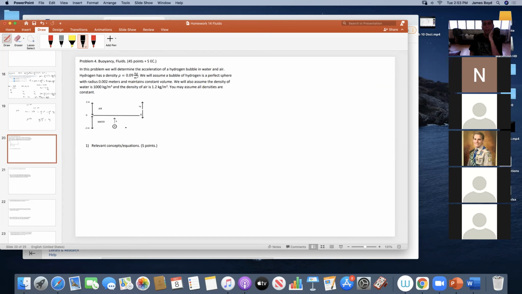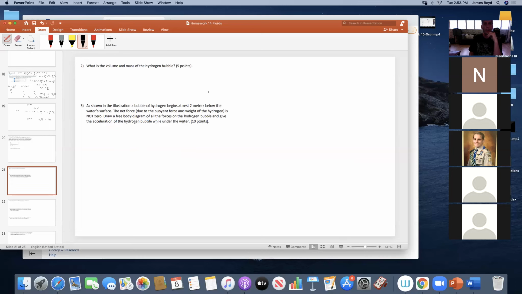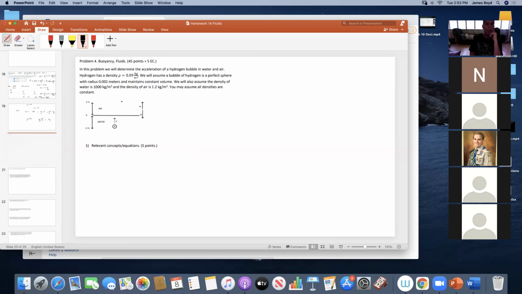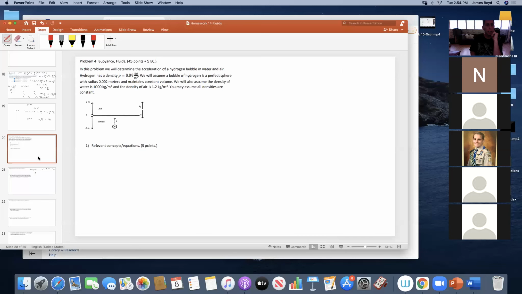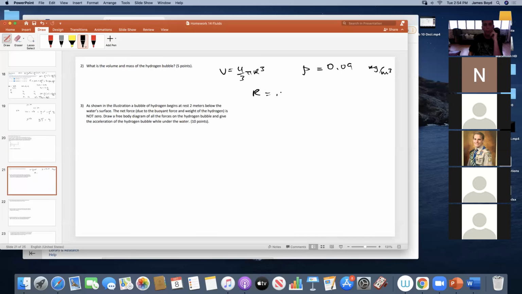So what we're going to figure out is the acceleration of this bubble in the water, and once it gets into the air, the acceleration it would have in the air if this bubble's hydrogen. So the first thing we want is the volume and mass of the hydrogen bubble. Now we know the density of 0.09 kilograms per meter cubed. And we know that volume is 4/3 pi r cubed for a sphere. R here is 0.0002. And it's a simple matter of plugging those numbers in to get the volume. So that would be 4/3 pi times 8 times 10 to the minus 9 meters cubed, whatever that happens to be.